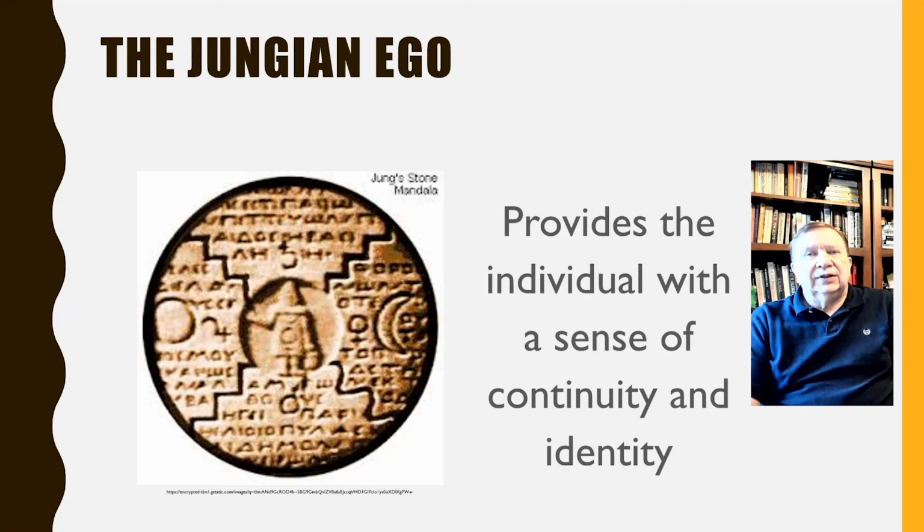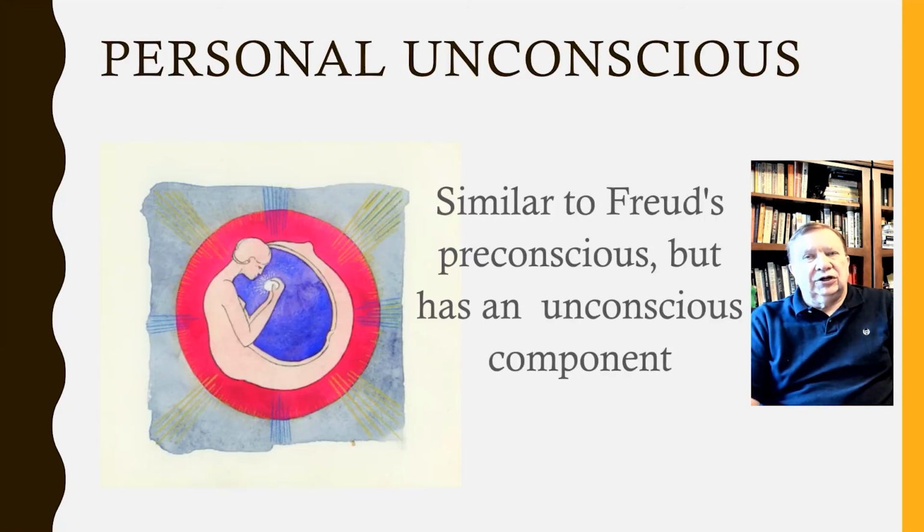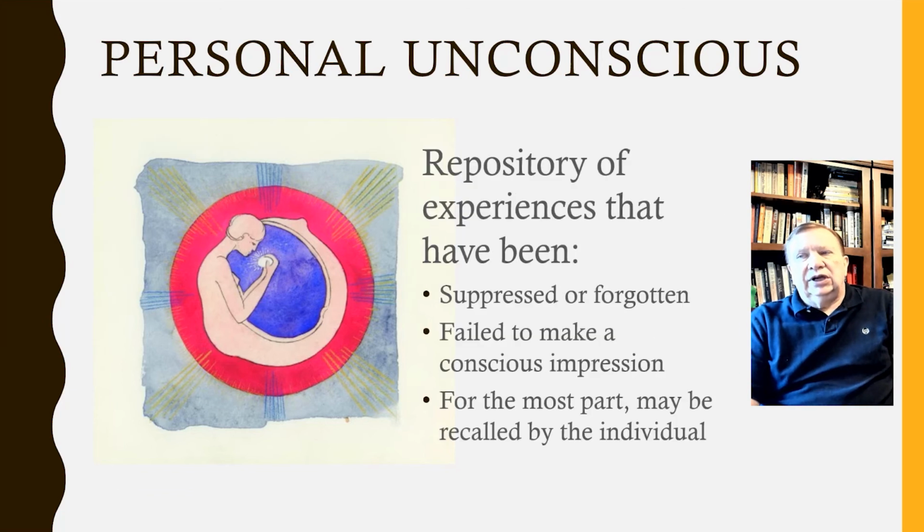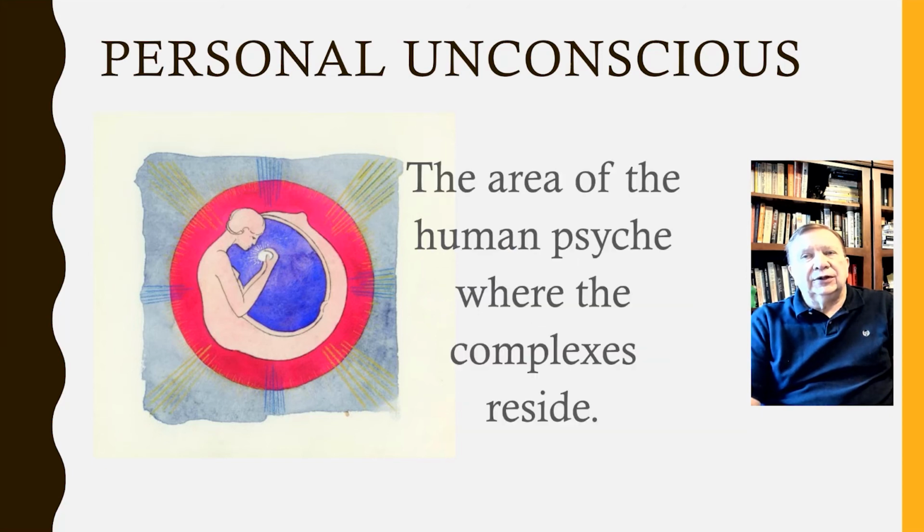Important stuff. Now, the personal unconscious, we've already talked about briefly, but like I said, we're going to go into each of the components in much more detail. It's similar to Freud's preconscious, but also has the unconscious component to it. And it's a repository of everything that we have experienced in life, including things we've suppressed and forgotten, things that haven't made a conscious impression for us, and also those things we can recall. It is the area of the psyche where the complexes reside. And complexes are centers of psychic energy that are based on things that we've learned or experienced in our past or felt something about. We'll talk about the complexes in an upcoming lecture.